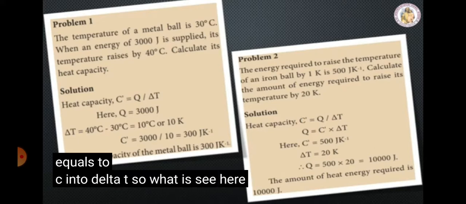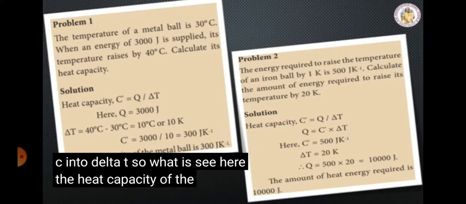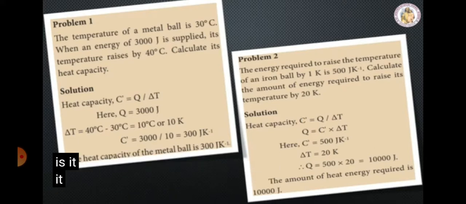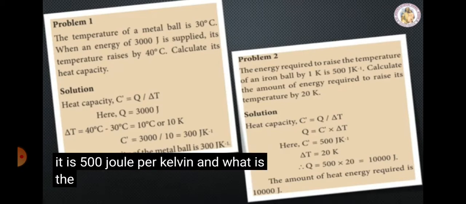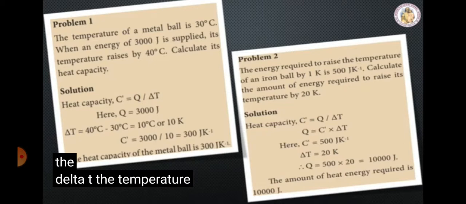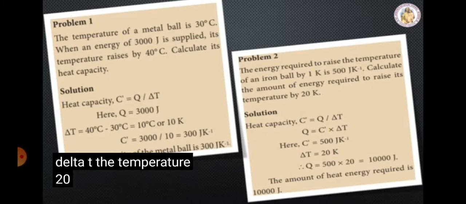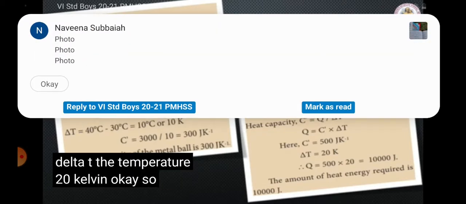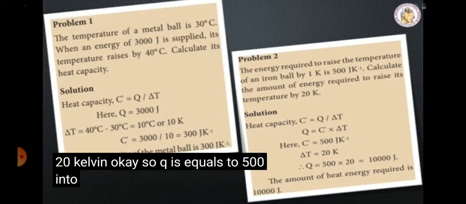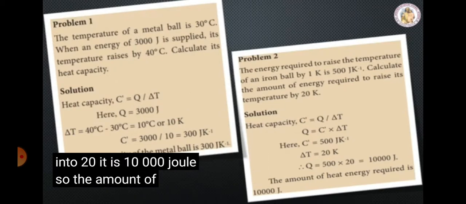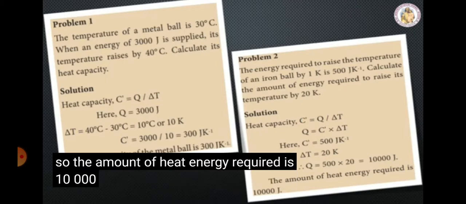So what is C here? The heat capacity of the iron ball. What is it? It is 500 joule per Kelvin. And what is the delta T? The temperature rise, 20 Kelvin. Okay. So Q is equal to 500 into 20. It is 10,000 joule. So the amount of heat energy required is 10,000 joule.